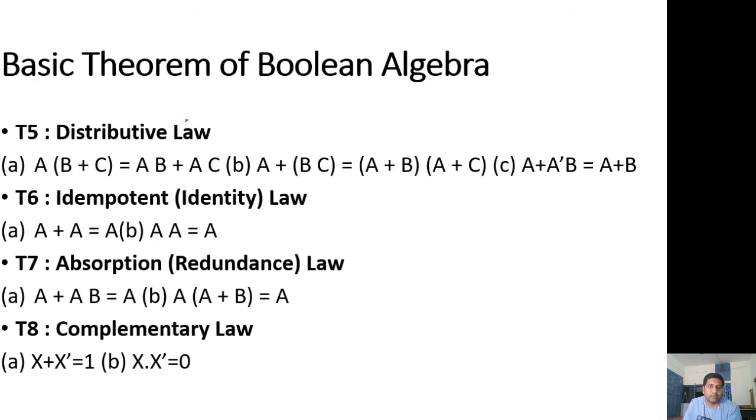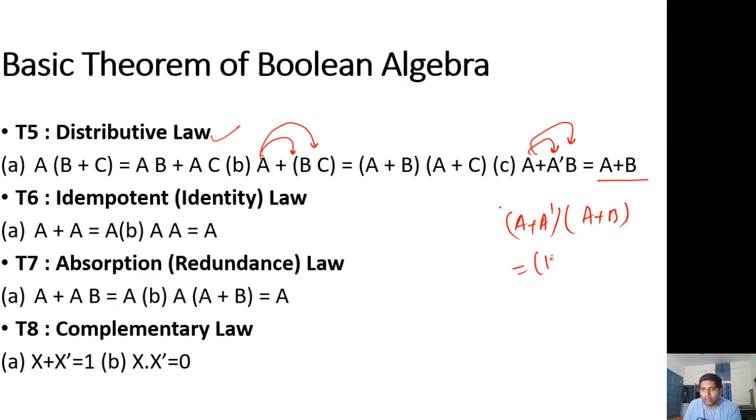Now the next property is distributive law. That means A multiplied by (B plus C) is equal to AB plus AC. The second property is A plus BC is equal to (A plus B) and (A plus C). That means A goes to B and A goes to C: AB plus AC. Similarly, A plus A bar B होगा तो इसका आउटपुट हमारा A plus B होगा. कैसे? (A plus A bar) and (A plus B), and A plus A bar is equal to 1, and 1 and (A plus B). When we multiply it, it is called A plus B.